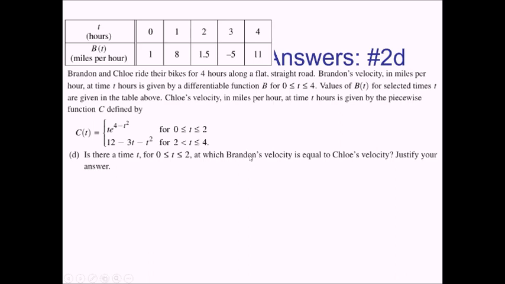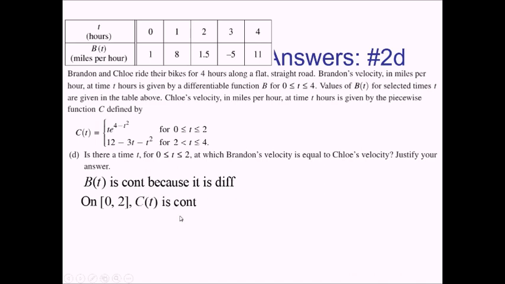So Brandon's velocity, let's look at that first. Brandon's velocity, they said, is differentiable. Therefore, it's continuous because it is differentiable. So that one's an open and shut case. How about Chloe's velocity? The only velocity we care about for Chloe is between 0 and 2. On this interval, we have a polynomial times an exponential. Since those are individually known to be continuous function types, the product of those will also be a continuous function, because again, you're doing a polynomial times an exponential.